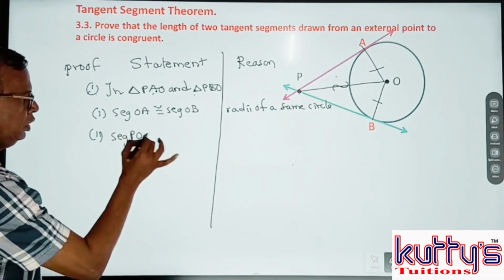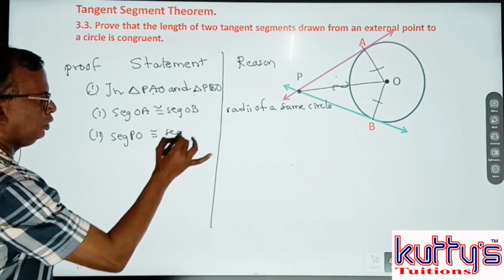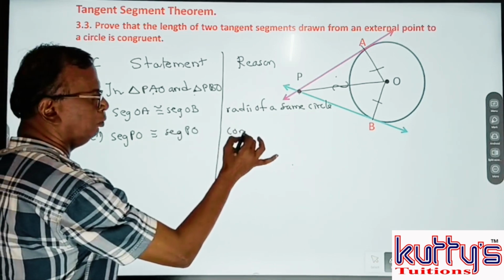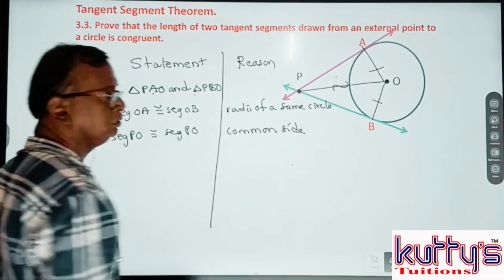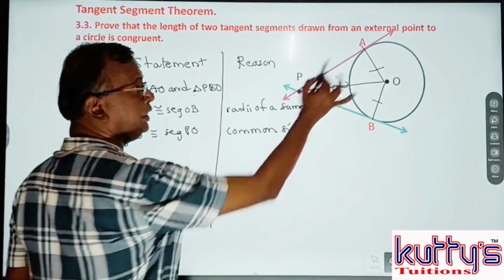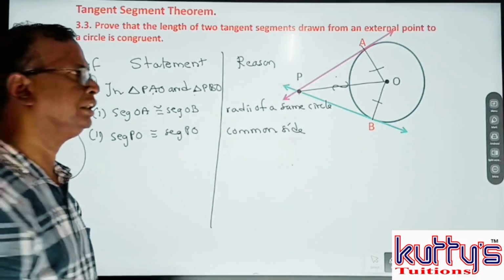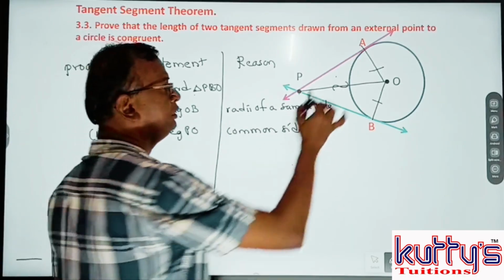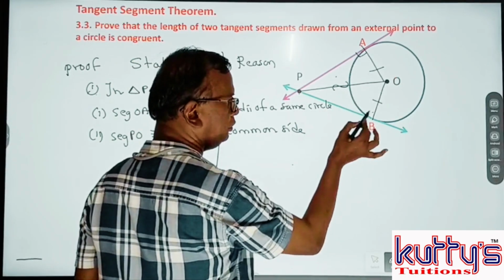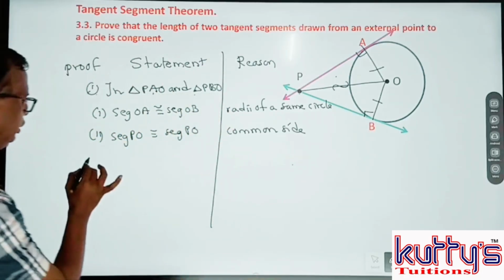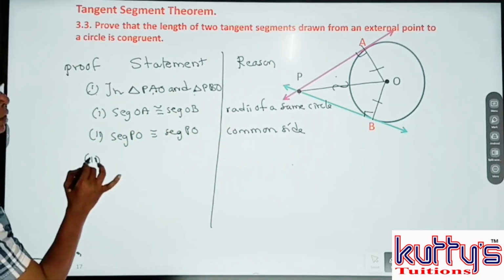Second, if you see properly, this is the common side. So I can say segment PO is congruent to segment what? PO. What is that? Common side. The third one. OA is the radius and PA is the tangent. Radius and tangent are always perpendicular to each other. Reason, tangent theorem. So this will be 90 and this will also be 90.